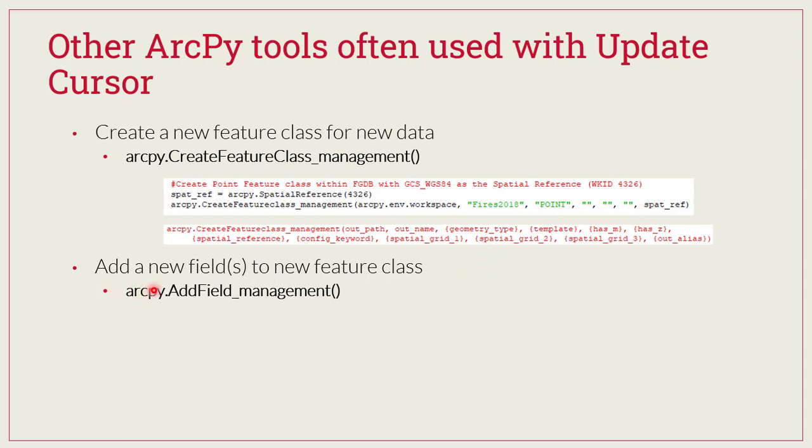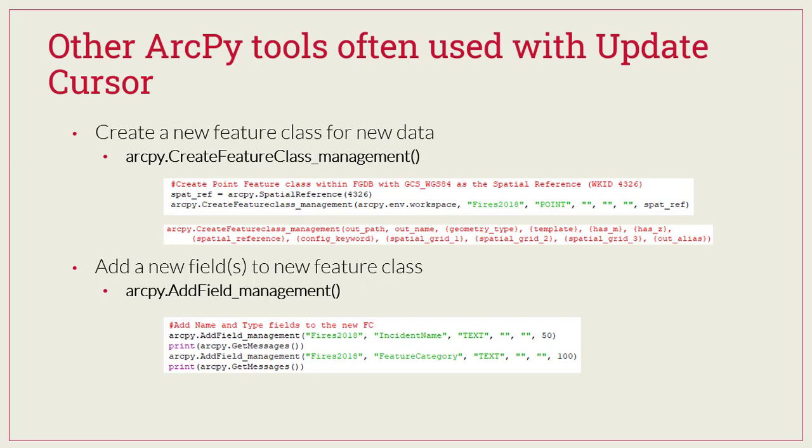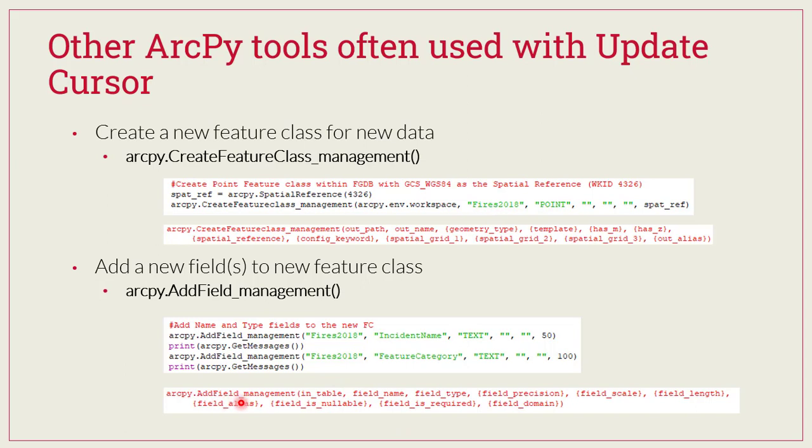All right, moving on from there, oftentimes you also, once you create the feature class, need to add fields to the new feature class. That's done with arcpy.AddFieldManagement. Here is a snippet of code that goes through and adds 2 fields to our same Fires 2018 feature class. If you look at the syntax for this particular tool, it requires an in table, which is going to be our geodatabase feature class, a field name. This is the name you're adding to your feature class right here.